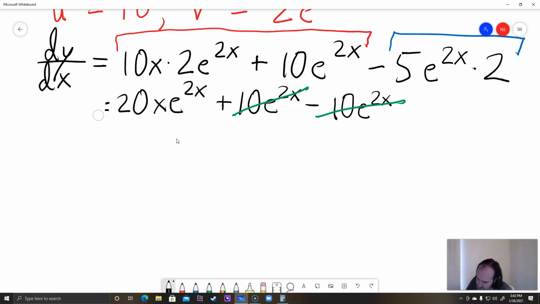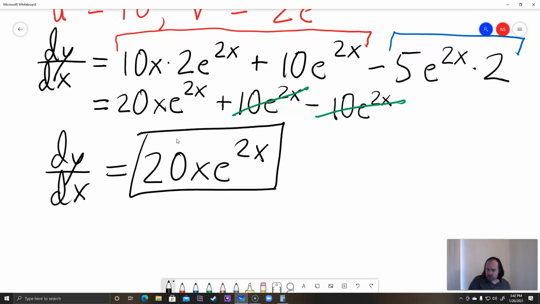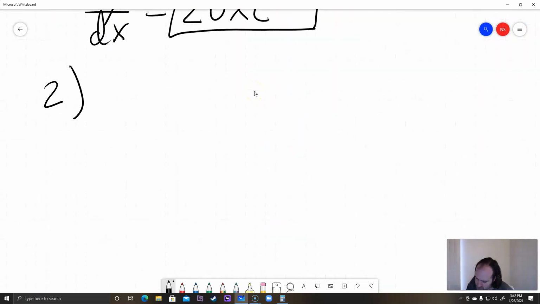Okay, so our answer is dy dx equals 20x e to the 2x. Okay, so that's our first example. Hopefully that's helpful. All right, so let's go on to example number 2. Okay, so example number 2.